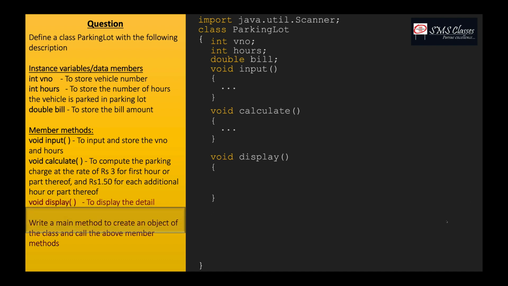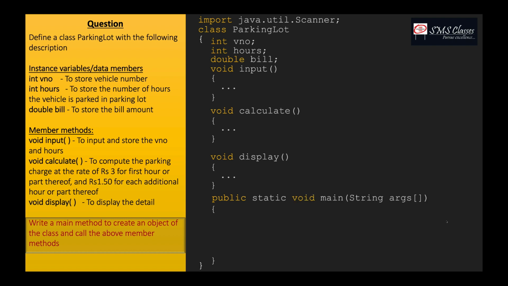Done. The last step is the main method. So public static void main String array. This is how the main method should be in Java. So don't write only void main. The structure of the main method should be like this only.